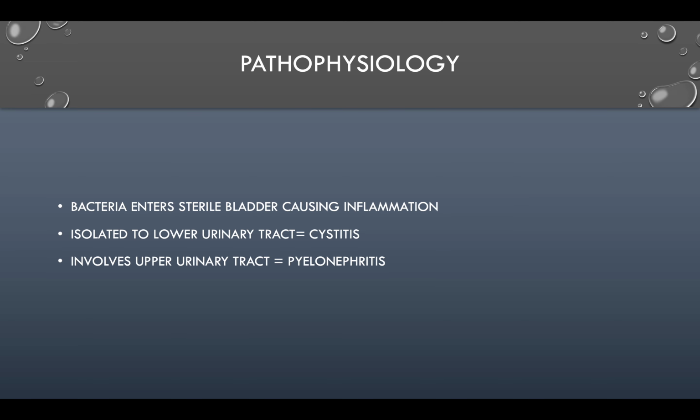So I've already mentioned what's on this slide. This is basically how a person gets a urinary tract infection. Bacteria enters the sterile bladder. It causes inflammation. It can be either a lower urinary tract or upper urinary tract infection.